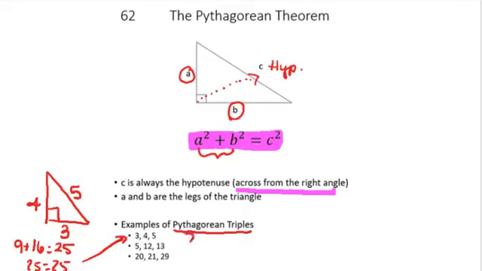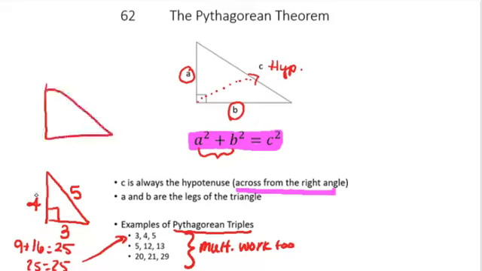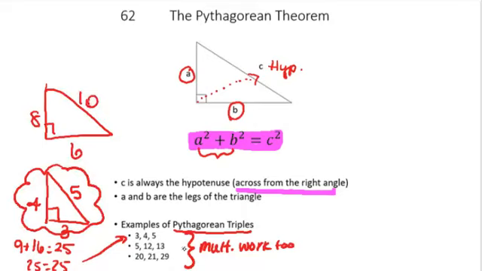Multiples also work, so I want you to add that here too. And what that means is if we had a similar triangle and we took all of the side lengths from this original triangle and multiplied by 2, so like 6, 8, and 10 would also work in the Pythagorean theorem. These numbers are good to know.